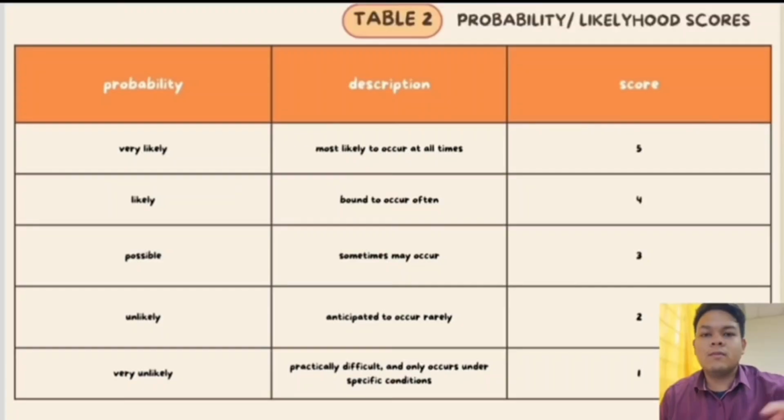I will be explaining tables 2 and 3. Table 2 is the probability or likelihood table, and in safety, probability means the likelihood of an accident happening with a given hazard.